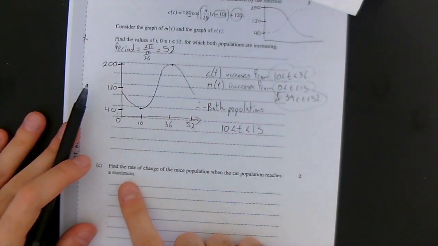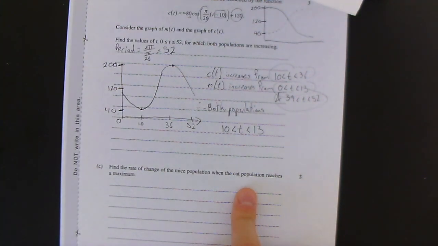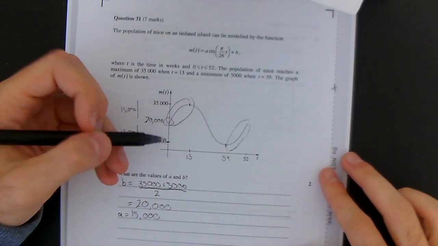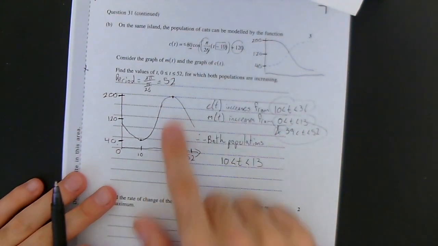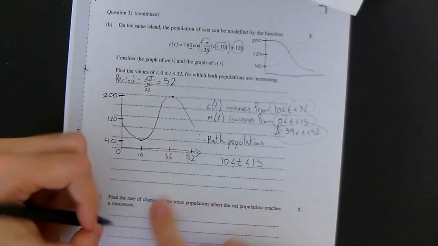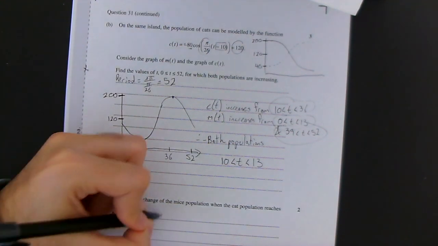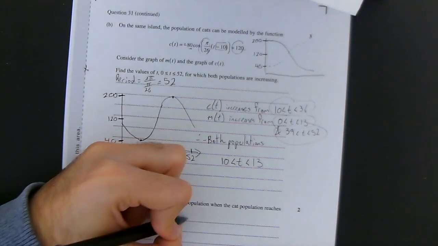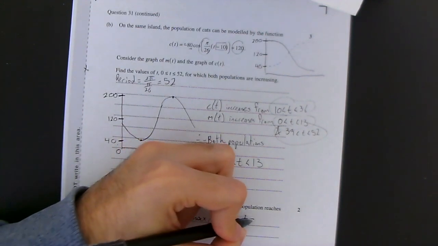Then we move to the final question. Find the rate of change of the mice population when the cat population reaches a maximum. Okay? So when the cat population reaches a maximum, if we think about it, this is the cat graph. When does it reach a maximum? It reaches a maximum at 36. So let's say that the cat population reaches a max at, let's say, t equals 36.